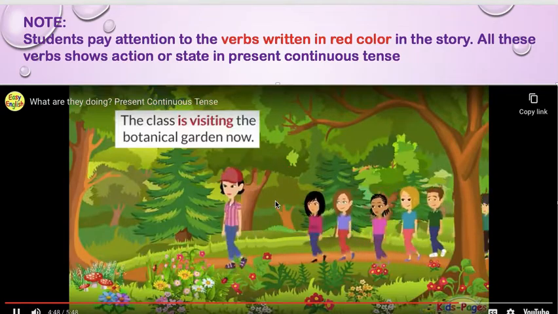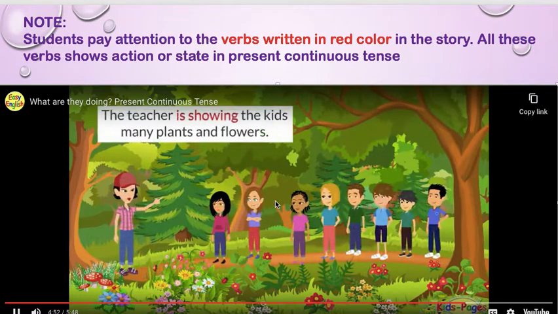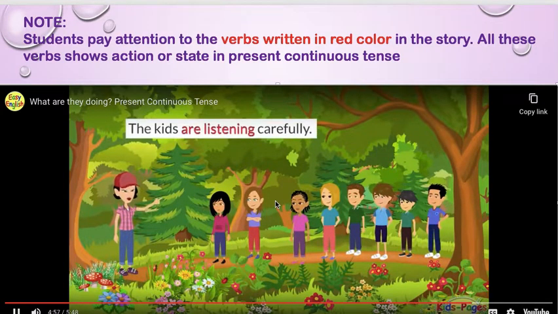The class is visiting the botanical garden now. The teacher is showing the kids many plants and flowers. The kids are listening carefully.